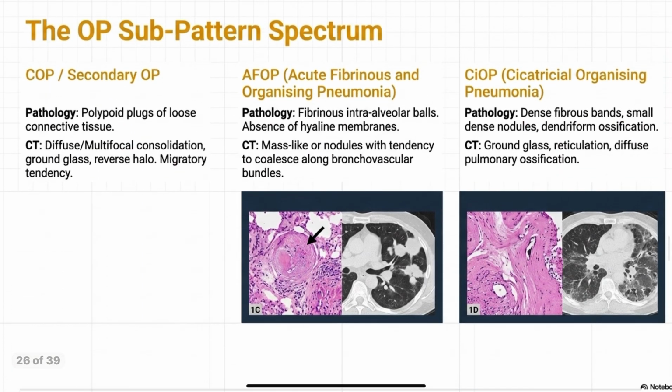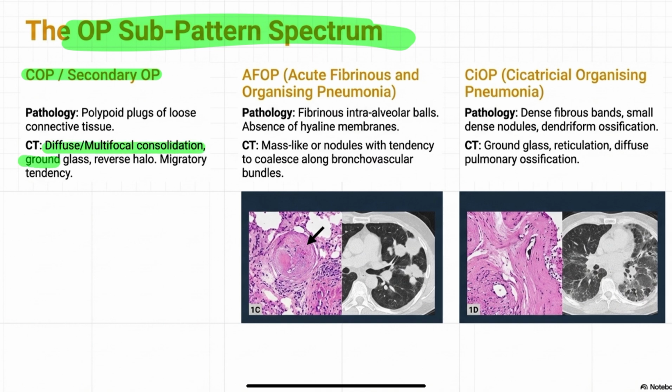And this thing is new. The organizing pneumonia sub-pattern spectrum has been changed. So it was classified as cryptogenic organizing pneumonia or secondary organizing pneumonia, where there is diffuse multifocal consolidation, reverse halo sign, and migrating tendency, which is what we were learning till now.